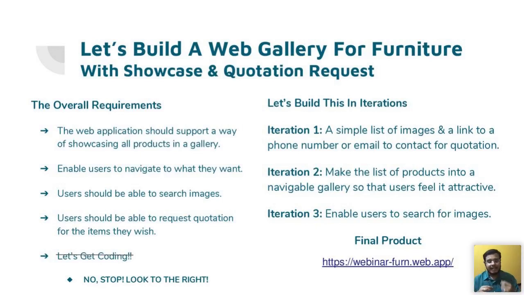So the final iteration is like the complete product in our use case. I know this is a very simple application, but in our use case, we are going to enable users to search. So say a user wants to search for something, say a black table or something like that, they can search for it and we'll have it. I have the link to the final product in the presentation, so it will be shared later and you could take a look at it.